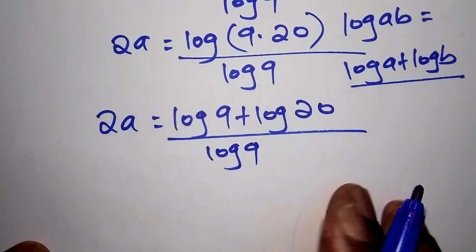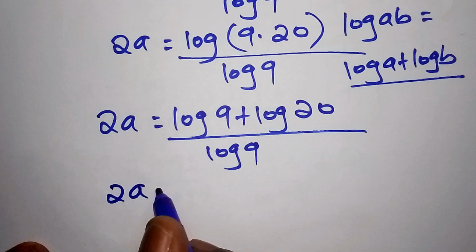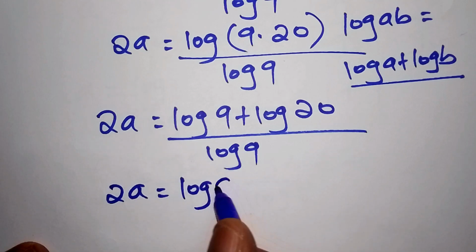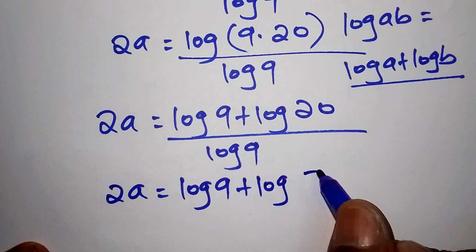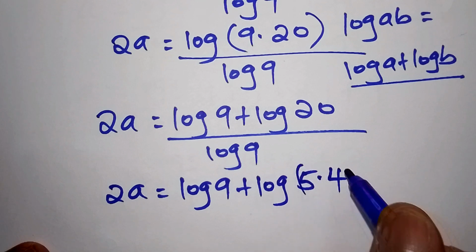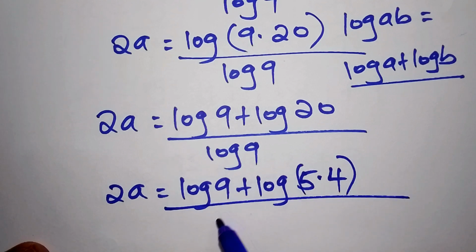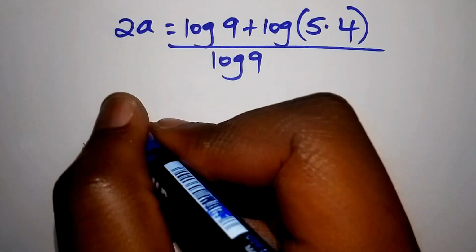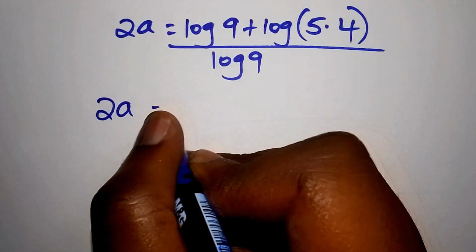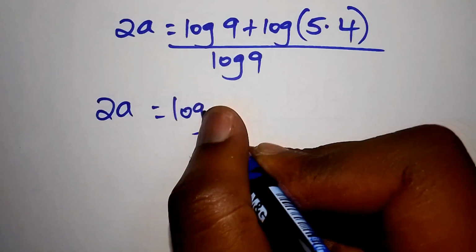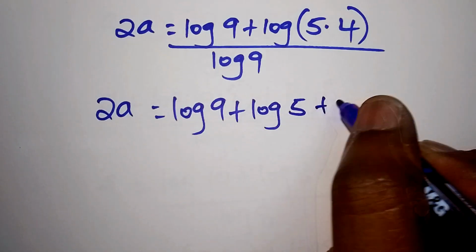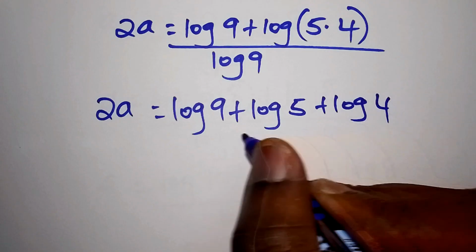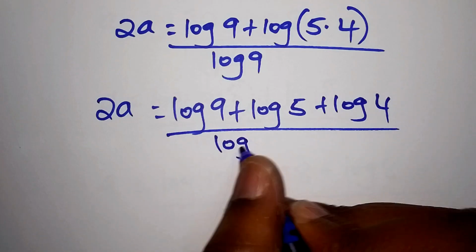You can also work it out by saying that 2a is equal to log 9 plus, so log 20 can be written as the log of 5 multiplied by 4, which you shall put in brackets, all over the log of 9. So now our value for 2a is equal to the log of 9 plus the log of 5 plus the log of 4, all over the log of 9.